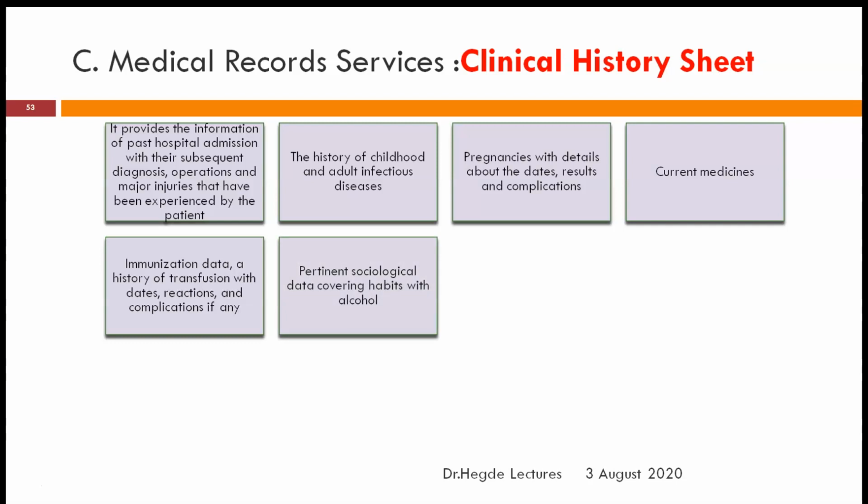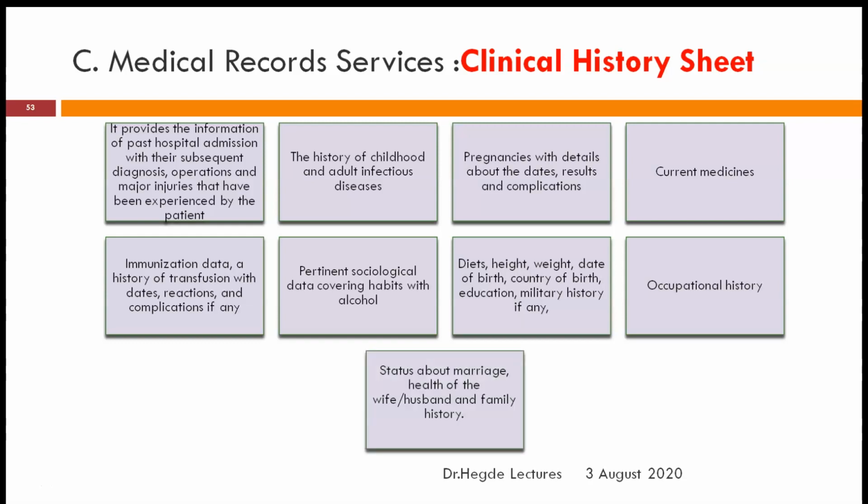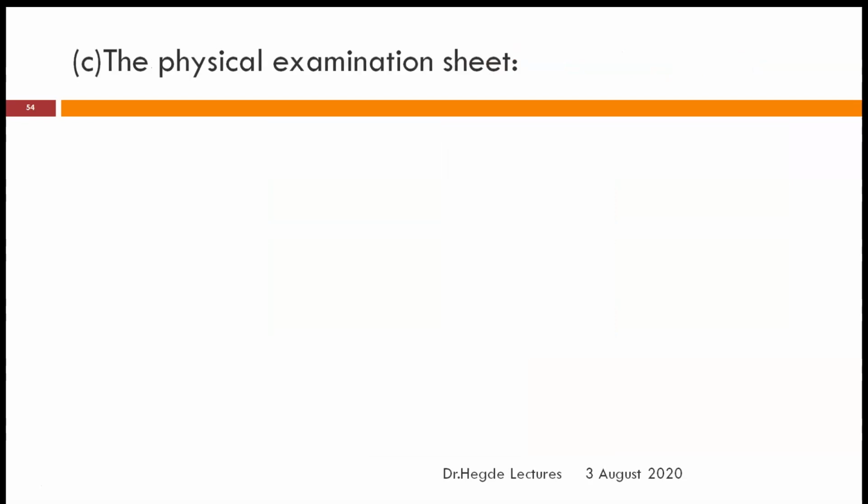Pertinent sociological data covering the habits and other things, which may include all types of habits, including alcohol, smoking, tobacco chewing. The diet, height, weight, and other demographic details, or even the country of birth, education status, occupational status. Okay. And lastly, the marriage status and health of the family, the family history. Okay. So many diseases can be revealed by taking the family history because they are genetically predisposed to that kind of illness. Okay.